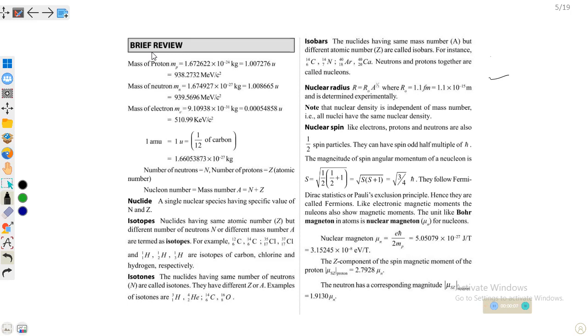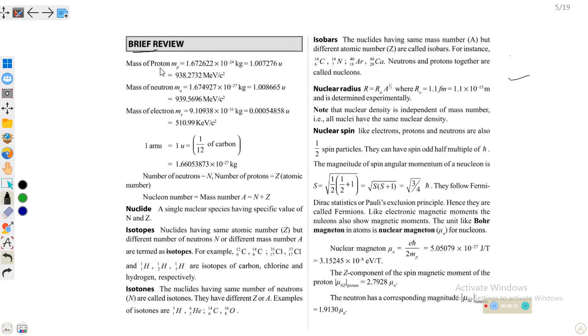In this lecture I will give you a brief review of the nuclear terminologies and concepts and various fixed quantities. In this we will discuss the various masses, such as the mass of proton and mass of neutron, which we need to remember, and which can be asked in any interview or in objective questions.